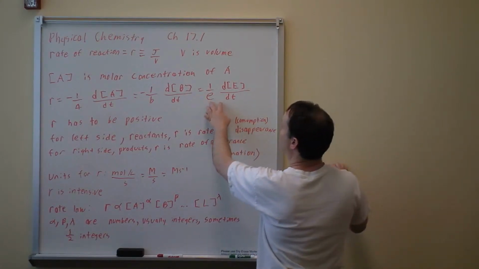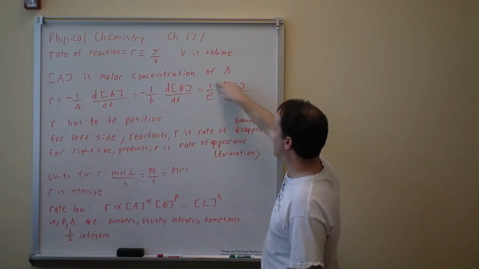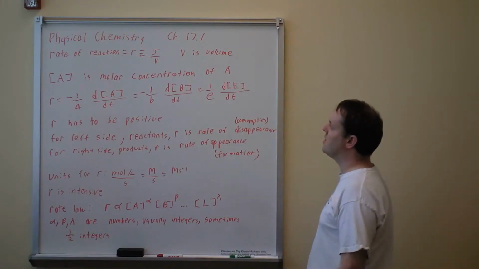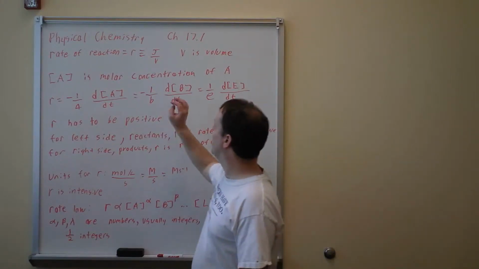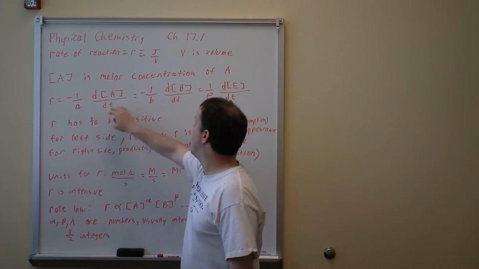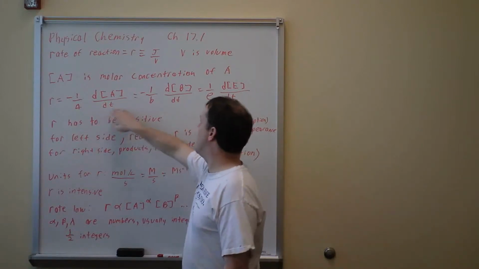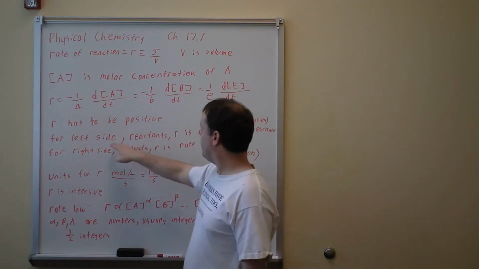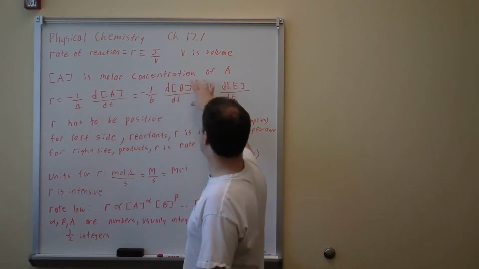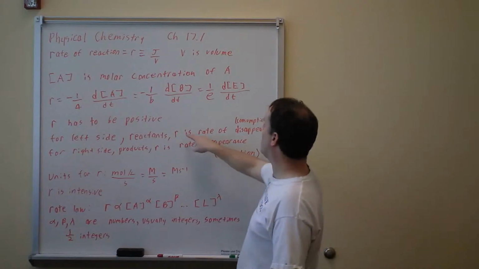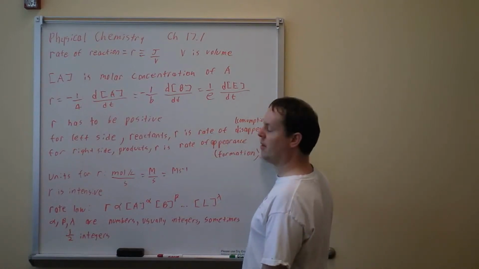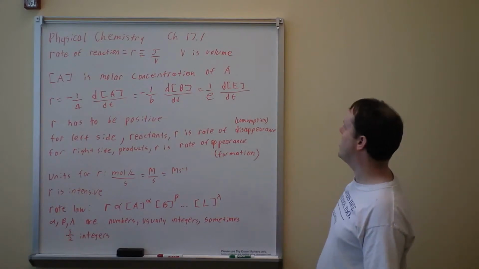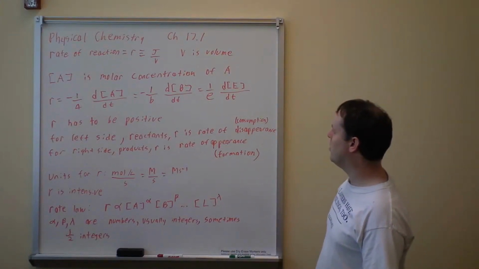And then here we have a positive, so we know this must be a product. So we have 1 over E times the differential of the concentration of E divided by the differential of time. Because we're talking about the reaction going from reactants to products, we're going to be losing reactants, gaining products, so by definition R has to be positive. Now over here on the left side, any of these reactants, the R is what's telling you the rate of the disappearance of that reactant, or the consumption, how fast that reactant is being consumed.